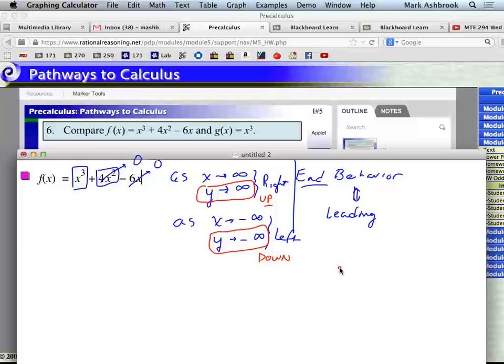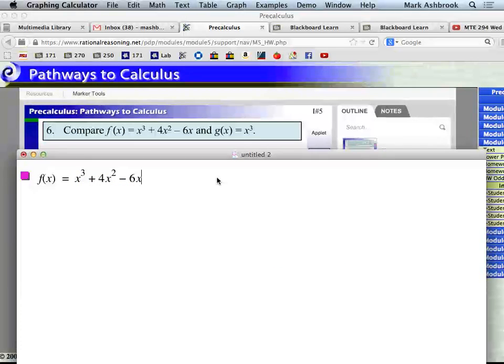Okay, so let's take a look at that. So what I'm going to do is let's graph both this polynomial, it'll be red, and then just the leading term, x cubed, will be blue.